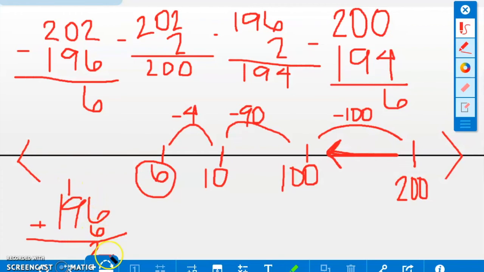So you would put the 2 under and carry the 1, which gives you 9 plus 1 would be 10. So you do the same thing, and 1 and 1 is 2, so that gives you 202.